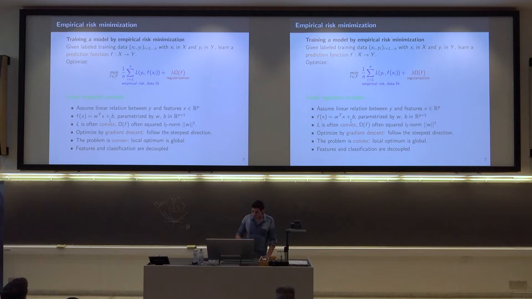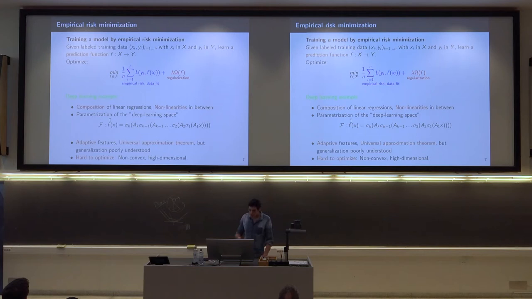As we said, it works by composing linear regression with nonlinearities in between. So the parametrization of the deep learning space would look something like this, where each A is a linear operation, each sigma is a nonlinearity, and you stagger these together. If you do this, from the point of view of an intermediate linear operation, let's say A2, the features are adaptive. So that's a good point. Another good point is that you have a universal approximation theorem for this construct. You can approximate any function to arbitrary precision, given enough computational power.